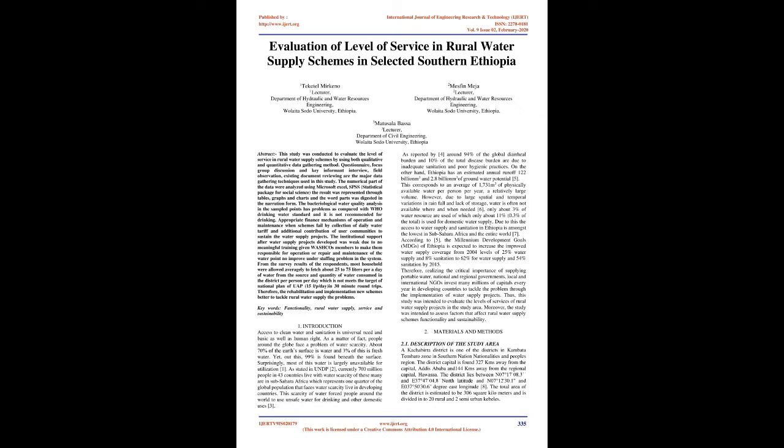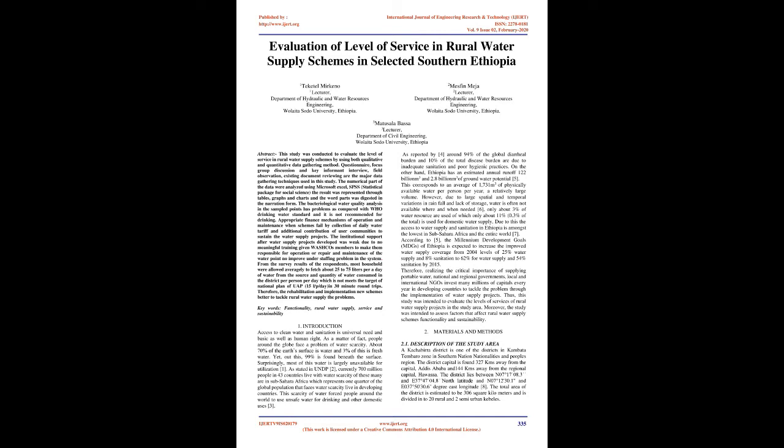From the survey results of the respondents, most households were allowed on average to fetch about 25 to 75 liters per day of water from the source. The quantity of water consumed in the district per person per day does not meet the target of the National Plan of UAP, 15 L/P/day, in 30-minute round trips. Therefore, rehabilitation and implementation of new schemes are better to tackle the rural water supply problems. Keywords: functionality, rural water supply, service, and sustainability.